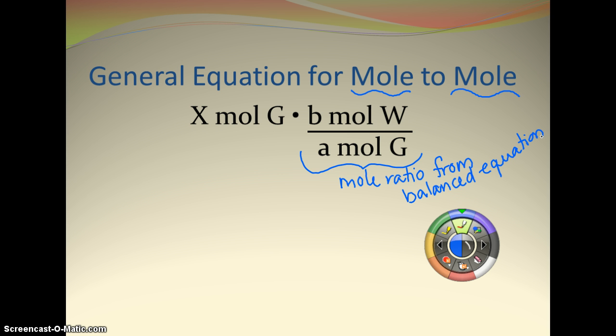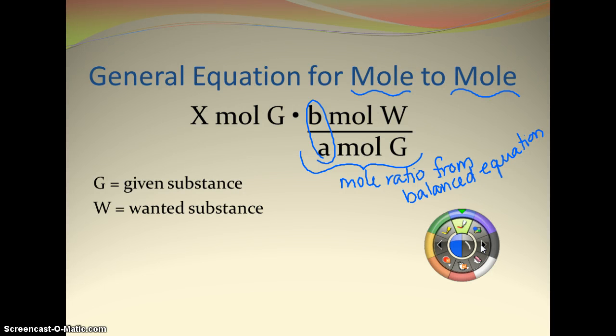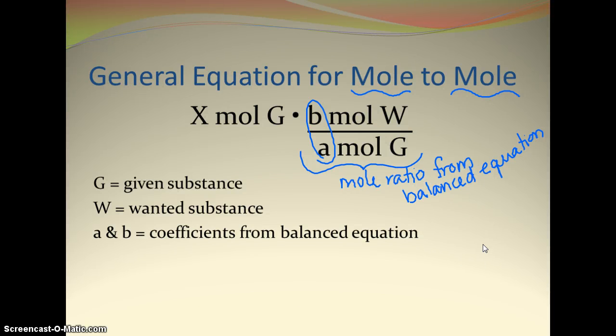Okay. The A and the B are the coefficients. The W is going to be what you want, and the G is going to be the given. So X is the value that you're starting with, G is your given substance, W is the wanted substance, the one that you're trying to get to. And A and B are going to be the coefficients from the balanced equation. They're what's going to write your mole ratio here.